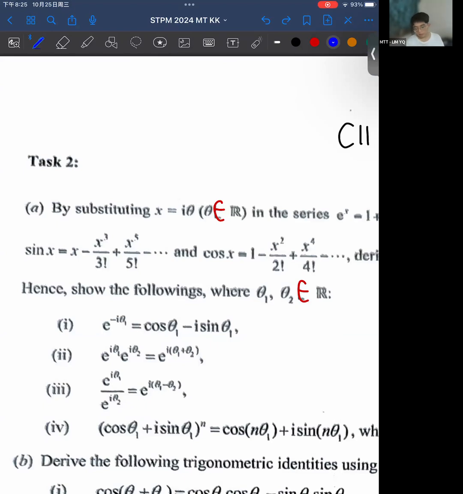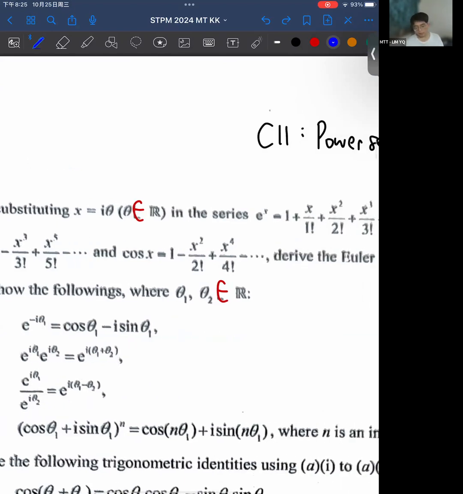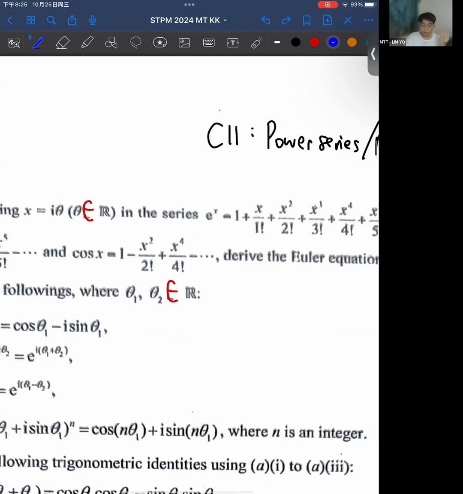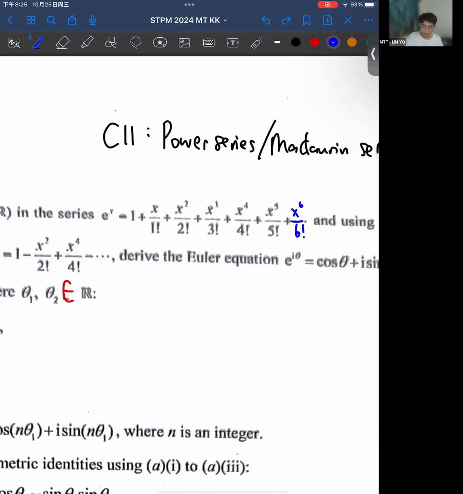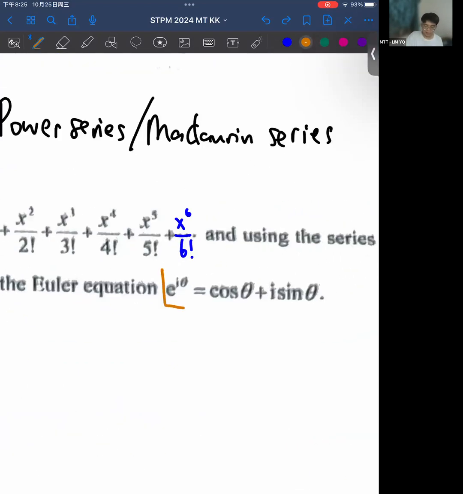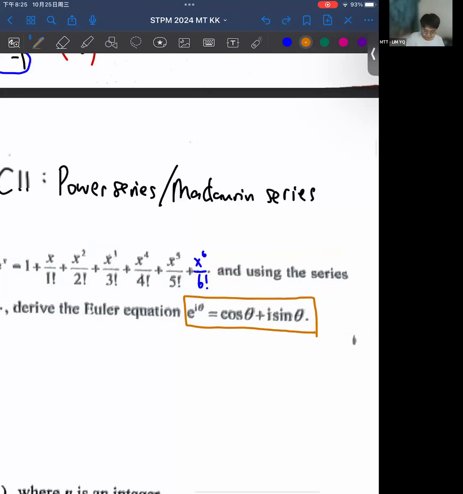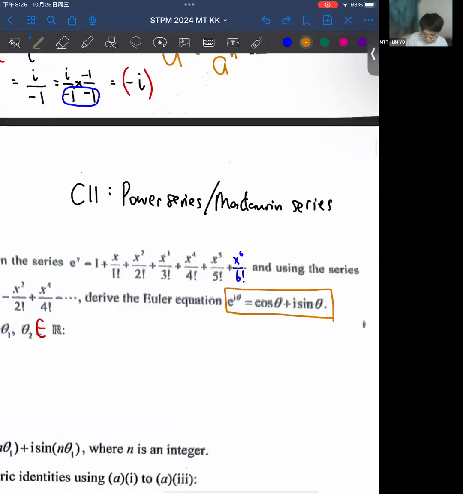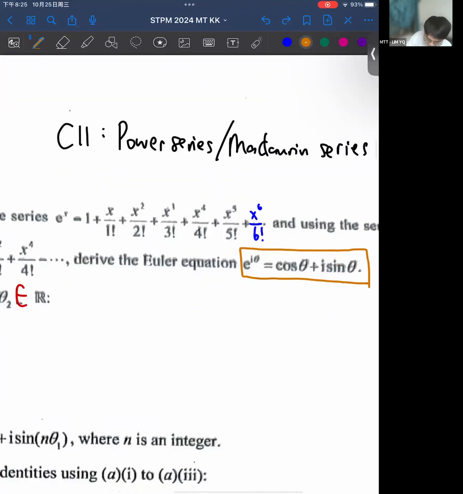Derive the Euler formula. We say it's one of the most beautiful equations in mathematics. e to the i theta equals cos theta plus i sine theta. This one you are very familiar with, but the series not, right? Now we try to prove. I think I will write here for a while.